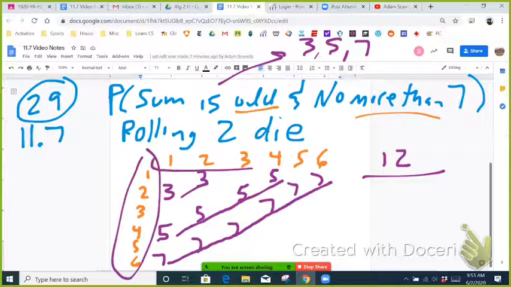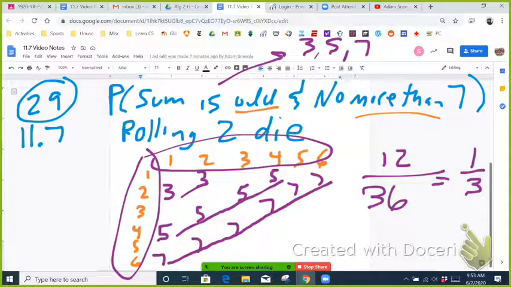and when you roll two die, there's 6 ways to roll the first die and 6 ways to roll the second die. So there's 36 ways total to do that. So the probability would simplify to be about 1/3.